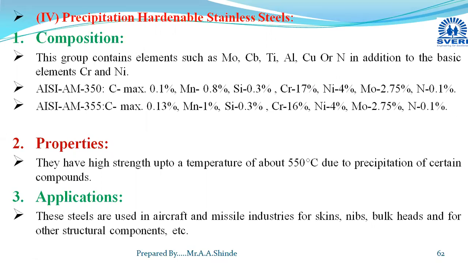Now, these precipitation hardenable steels have higher strength due to the precipitation of complex compounds. Whichever alloying elements are there, like nickel, aluminum, and others, their complex compounds are formed, and they are present in the form of precipitates. You can observe the separate particles under the microscope. Due to this precipitation of complex compounds, they give high strength at high temperature, up to about 550 degrees Celsius. Okay, this is the property.